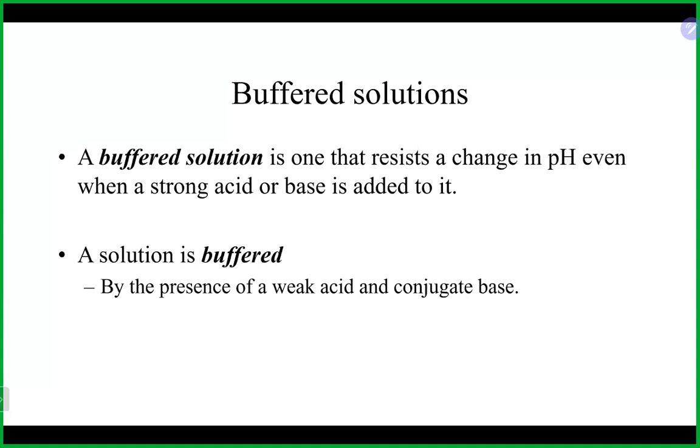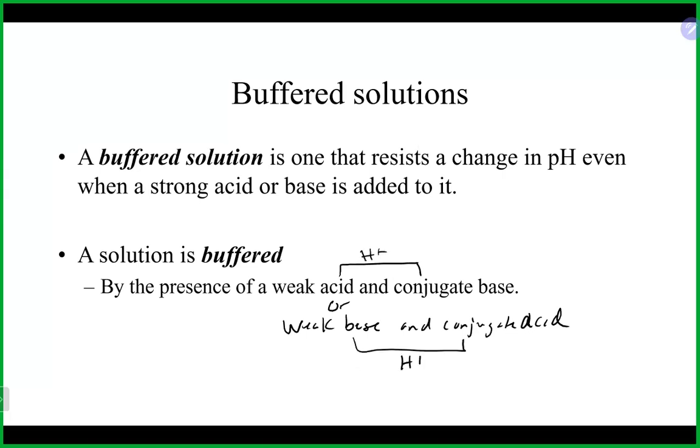It is made out of a weak acid and its conjugate base, or you can make a buffer out of a weak base and its conjugate acid. Now, what is that relationship? That is the Bronsted-Lowry definition. The only difference between the weak acid and its conjugate base is really an H plus, and the only difference between these guys is an H plus.